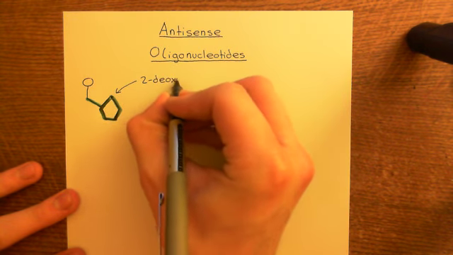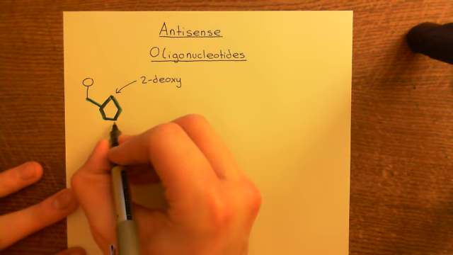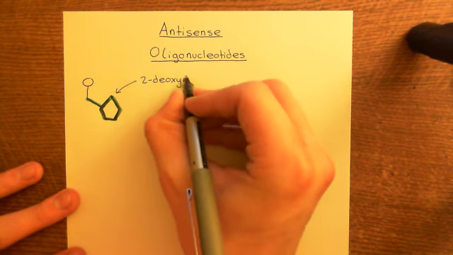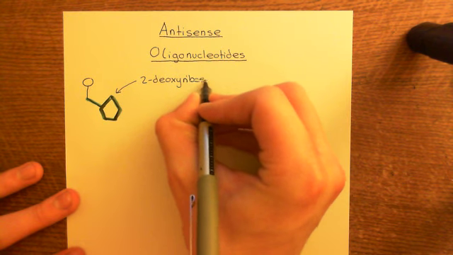So this is specifically 2-deoxyribose, and that means that there is a missing alcohol group coming off this 2nd carbon that you would have in ribose, which has been replaced by just a hydrogen atom in deoxyribose.